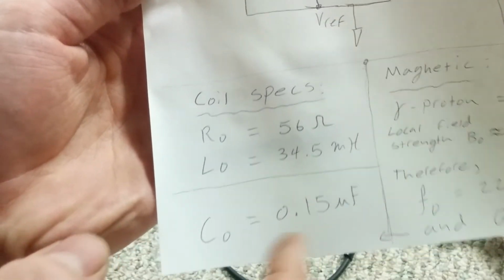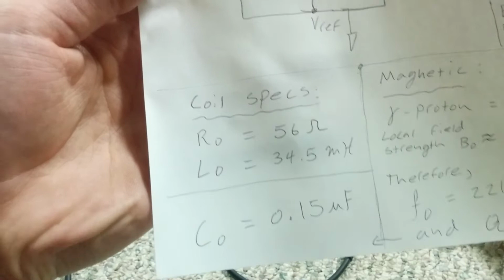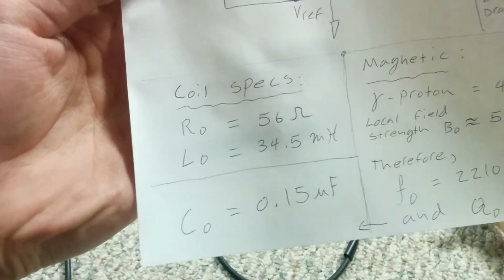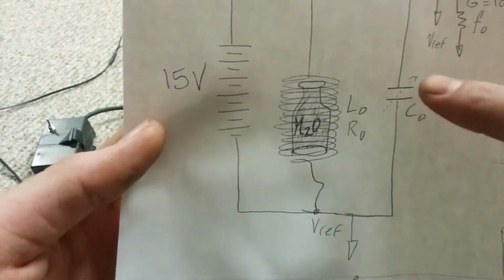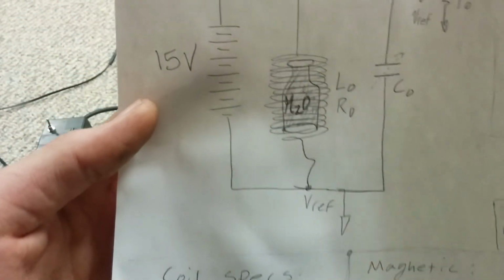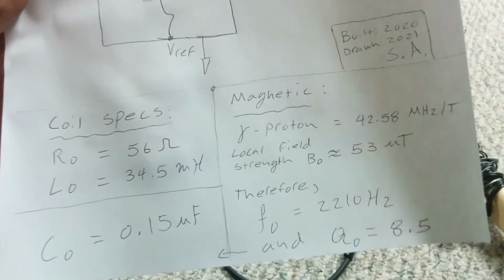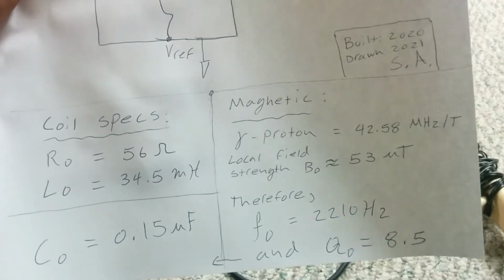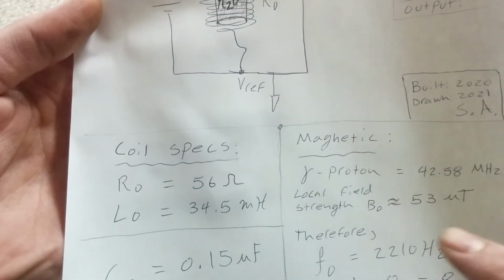I actually trimmed that using some 220 puffs and stuff to get it exactly dead on, but it's pretty close to 0.15 microfarads. And that's why I've drawn this as a variable. You'll have to figure that out. And so what frequency is that? Well, the gyromagnetic ratio of the proton is 42.58 megahertz per Tesla. And so you'll have to find out what your local magnetic field strength is.